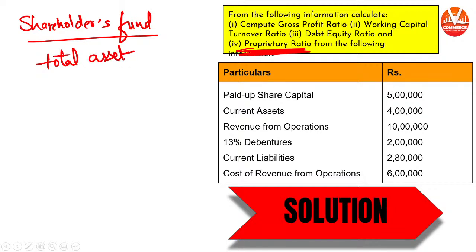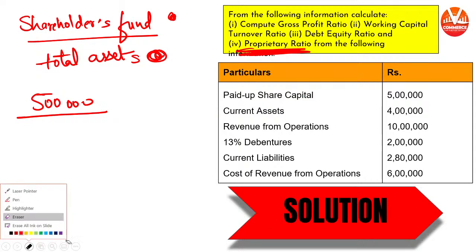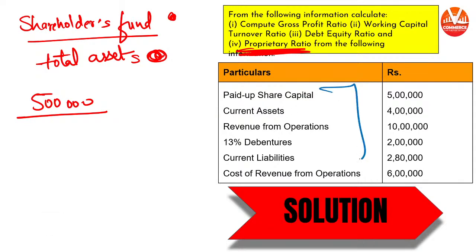Shareholder fund divided by total assets. Now shareholder fund means equity, means shares. So shareholder fund will be equal to share capital, 5 lakh. You have to divide it by total assets. Now the total assets are not given in the question. Can you see total assets in the information given? No, the total assets are not given.